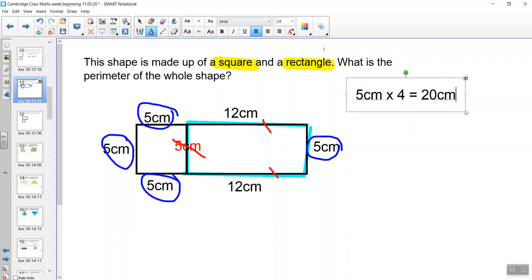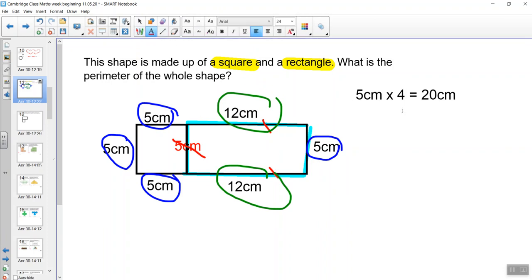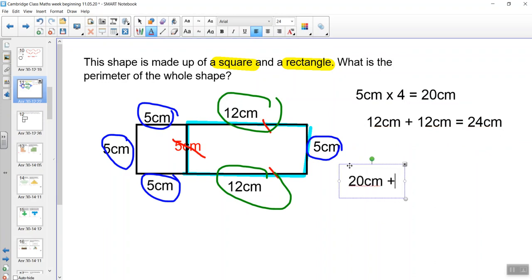Of course, I could say 5, add 5, add 5, add 5, but multiplying by 4 is a quicker, more efficient method. And then I'm left with this shape here, 12 here and 12 here. So I can add those up as well. And this time I probably could add them. 12 centimetres, add 12 centimetres equals 24 centimetres. So the perimeter of my whole shape is 20 centimetres added to 24 centimetres, and that means the perimeter of my whole shape was 44 centimetres.